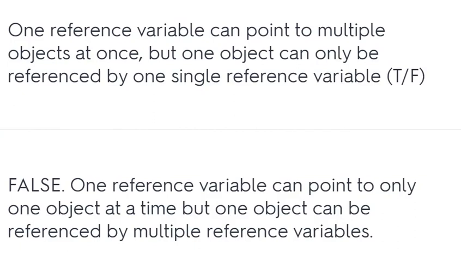One reference variable can point to multiple objects at once, but one object can only be referenced by one single reference variable. False. One reference variable can point to only one object at a time, but one object can be referenced by multiple reference variables.